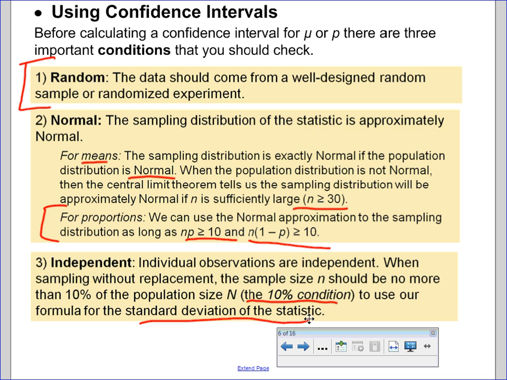And so get used to the RNI: random, normal, independent. You will be checking these on both confidence intervals and hypothesis testing, and we'll get into this. But first, remember that 4-step process they've been pushing in the book that we started talking about.